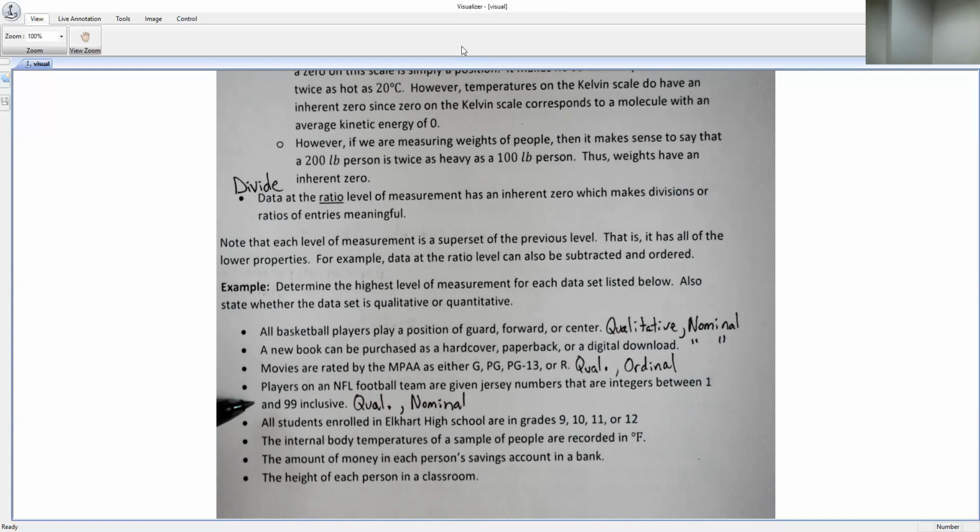But back to the high school students being in grades 9, 10, 11, or 12. Okay. So can I do some meaningful calculations with these? Yes, I can this time. Take, say, 12 minus 11. Does that give us anything useful?